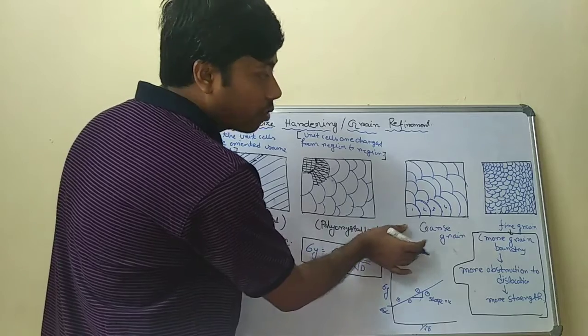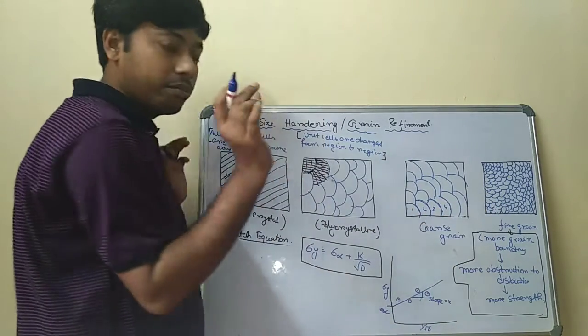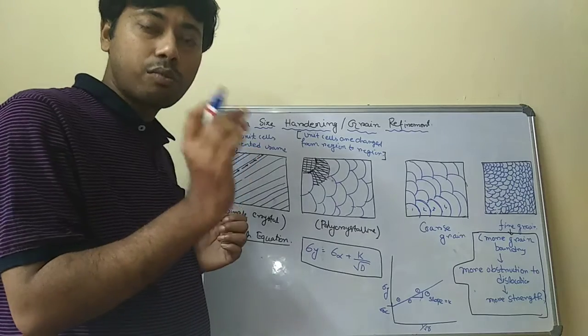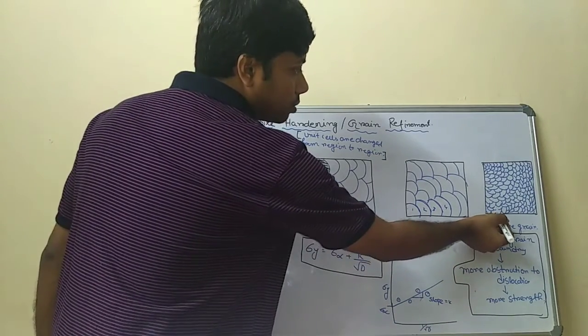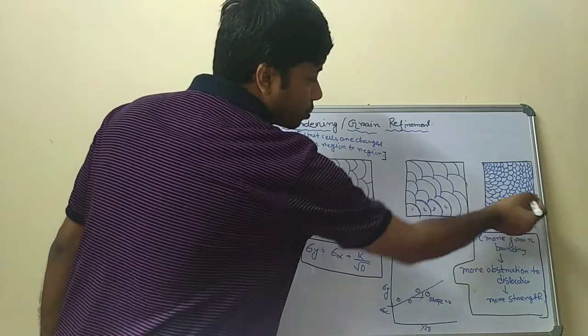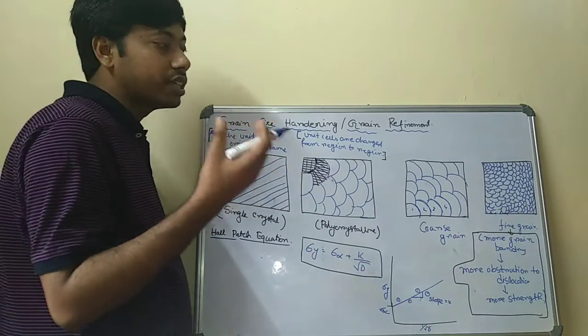Now in the case of fine grain, if the grain size is very small, then obviously there are more grain boundaries: 1, 2, 3, 4, 5, 6, 7, 8, 9, 10. So there is a high number of grain boundaries.